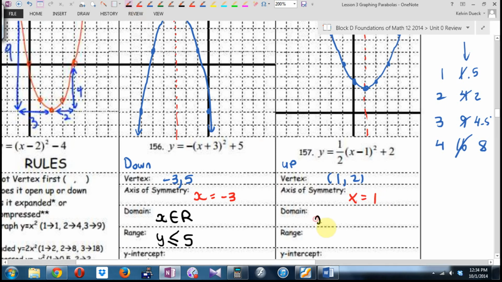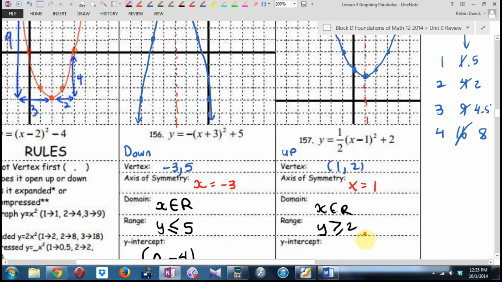Domain, all reals. Range, are we opening up or down? Up. So everything above and touching, and range is y greater than or equal to the vertex's y-value. Everything above and touching. Again, can you see where that's hidden in the equation? Hope.